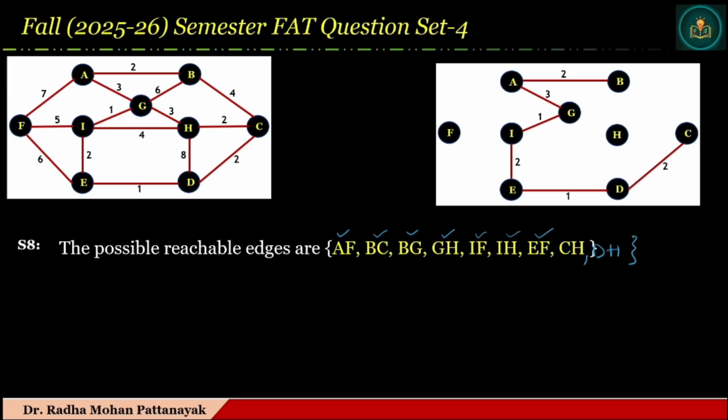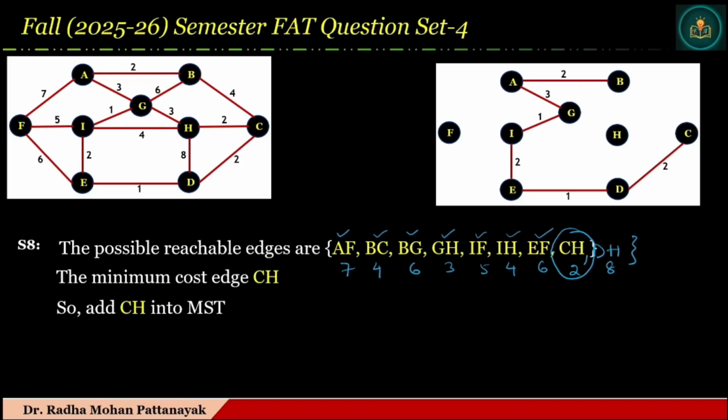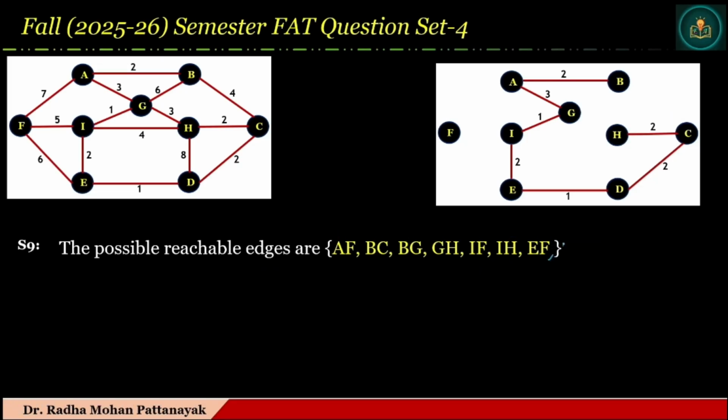Okay, DH. Clear? Now, what is the minimum cost edge? That is CH, right? So we will add the CH edge into the minimum cost spanning tree. So this is the CH edge, so we will add it into the MST now. In the next processing, we will include the possible edges from A, B, G, I, E, D, C and H. Clear? DH is also there. So these are the possible connected edges and their weights. Clear? So from these possible connected edges, which one is the minimum cost edge?